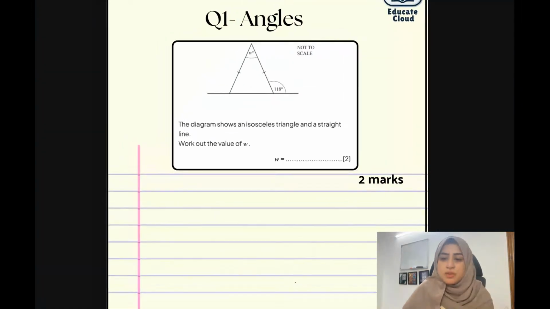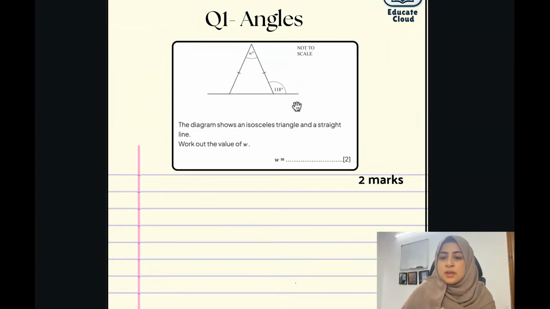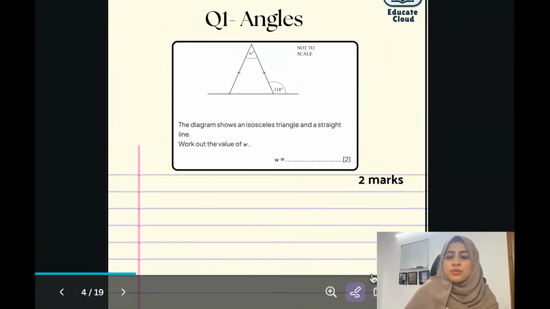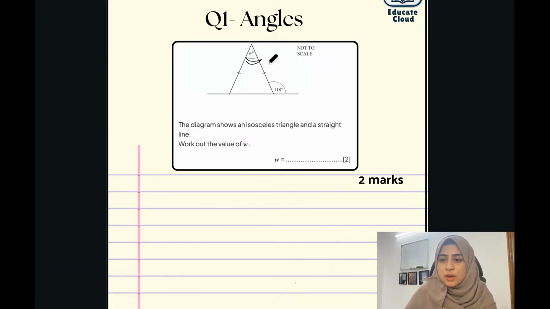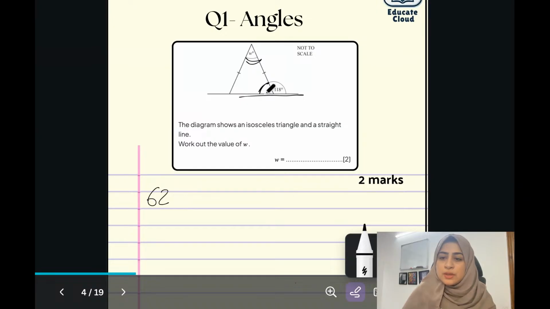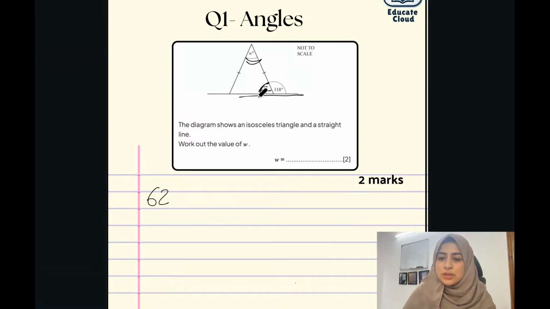This is pretty straightforward. It says work out the value of W. We know that because this is on a straight line, we can work out this angle here. So we could do 180 minus 118, which gives us 62. So this angle here is 62.